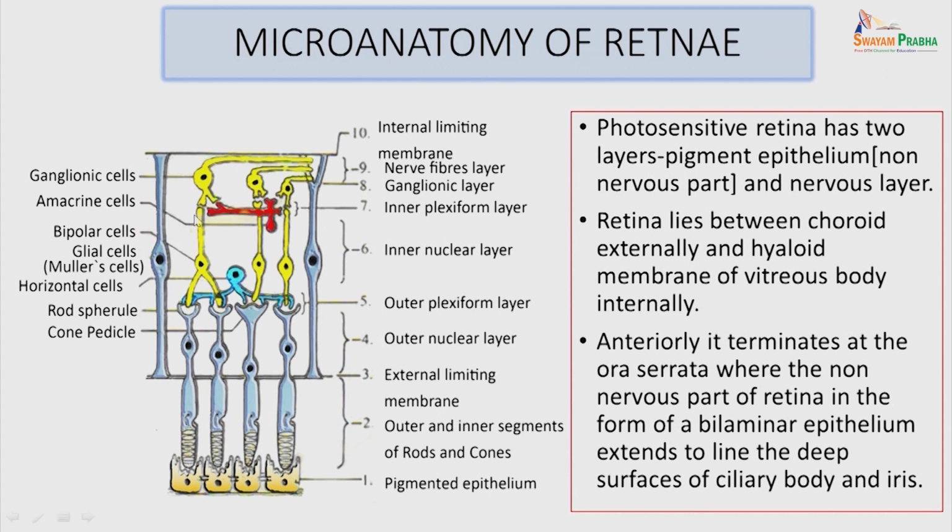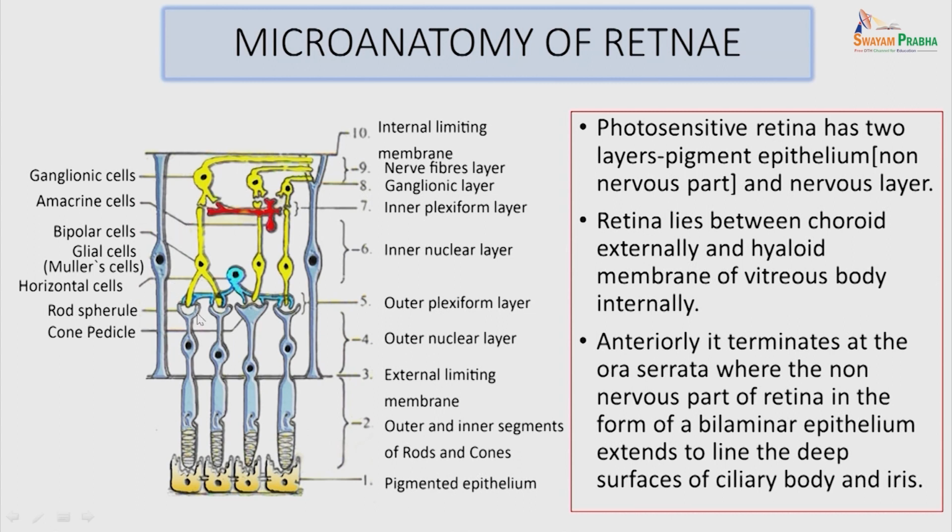In this diagrammatic representation, you can see the layers of the retina. The pigmented epithelium, that is the outermost layer, which is close to the choroid. Next to the pigmented epithelium, outer and inner segments of rods and cones, then external limiting membrane, outer nuclear layer, outer plexiform layer, inner nuclear layer, inner plexiform layer, ganglionic layer, nerve fibers layer, and finally internal limiting membrane.